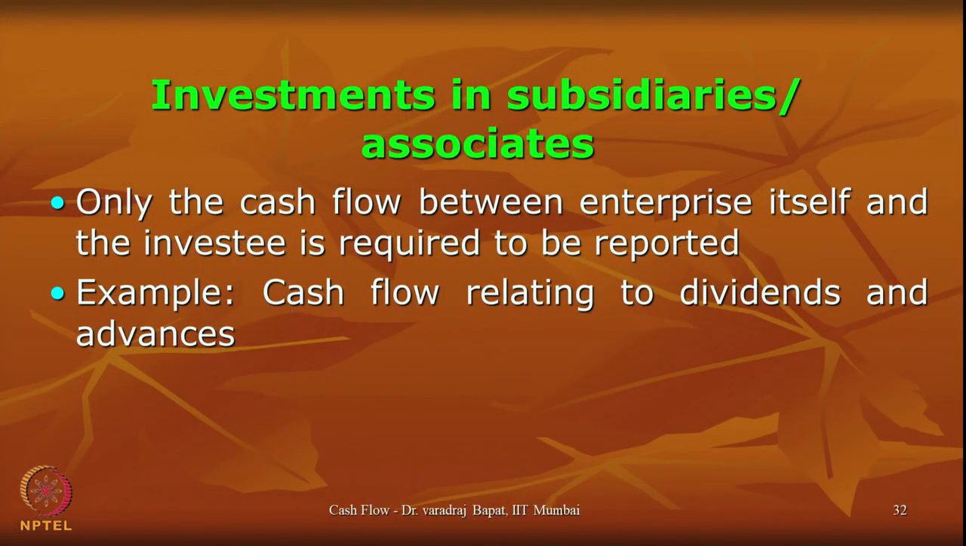Now next one is about cash flow related to subsidiaries. For subsidiary companies or associate companies, since this is a cash flow statement, only the cash flow between the enterprise and the investee would be reported. So cash flow related to dividend and advances will be shown.